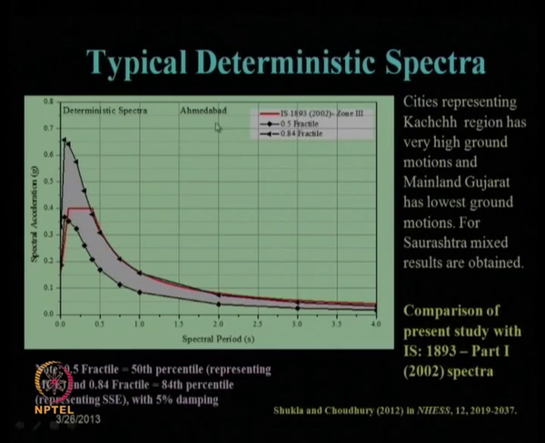The typical deterministic spectra for Ahmedabad city is compared with the method proposed in the IS code, that is, the spectral acceleration versus spectral period plot. We can see for zone 3, this is the typical plot shown in red color, and we have compared that with the 0.5 fractile and 0.84 fractile. What those fractiles are, I have already explained in the previous lecture, and the details of this study are available in the journal paper.